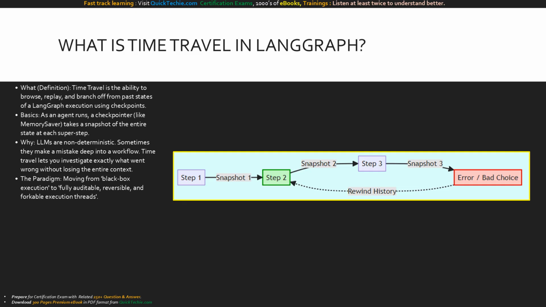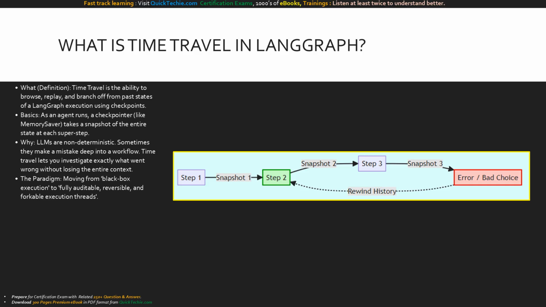Why is this a superpower? Because LLMs are inherently non-deterministic. If your agent hallucinates a bad API call on step 5 of a complex workflow, time travel lets you pause, look at the exact state before the hallucination, and understand exactly what went wrong. We are moving from a black box execution model to a fully auditable, reversible thread.